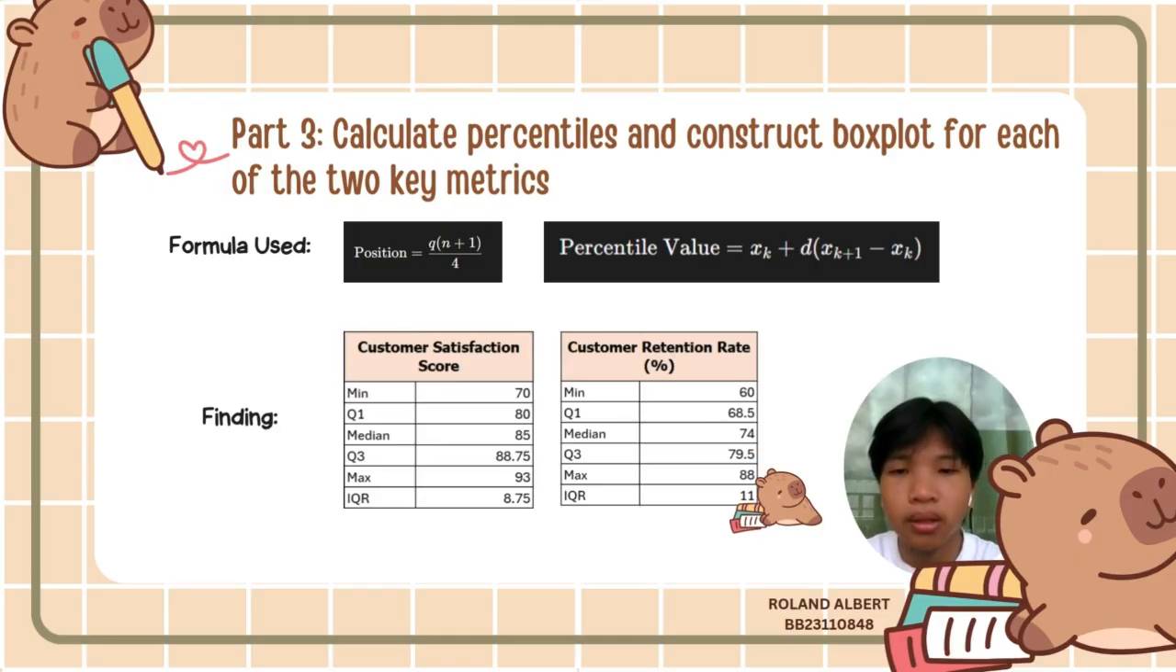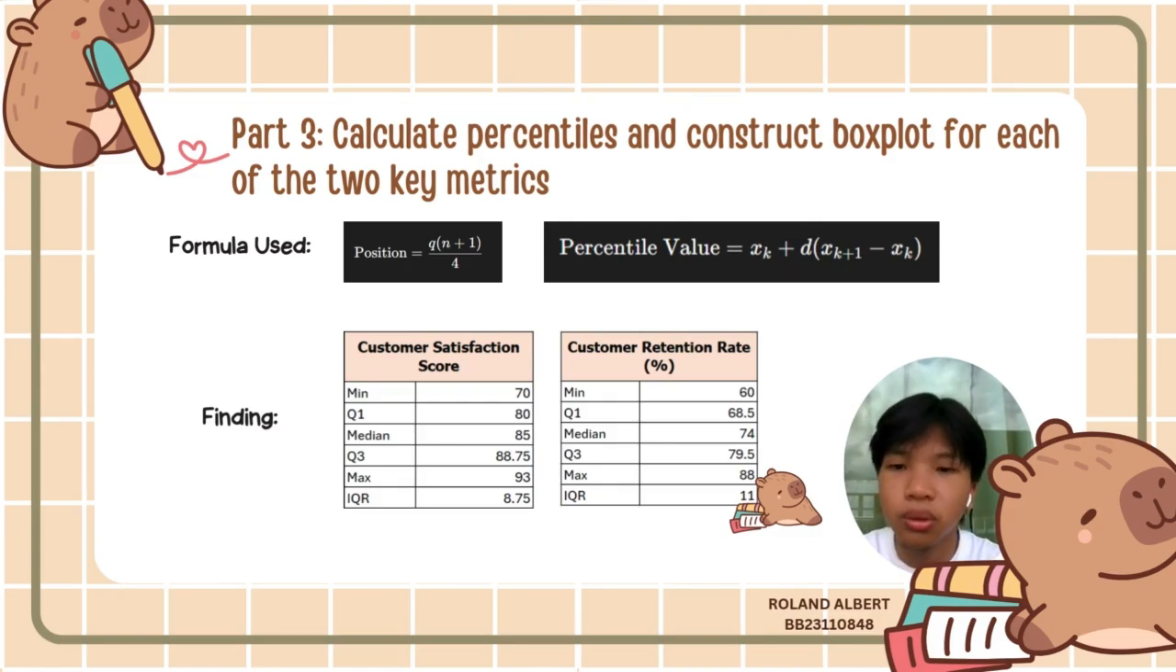From the formula, what we find is the minimum is 70, Q1 is 80, median is 85, Q3 is 88.75, maximum is 93, and lastly IQR is 8.75. These are the findings for the customer satisfaction score. And the customer retention rate is min 60, Q1 is 65.5, median 74, Q3 79.5, maximum 88, and IQR is 11. So these are the results from the findings.